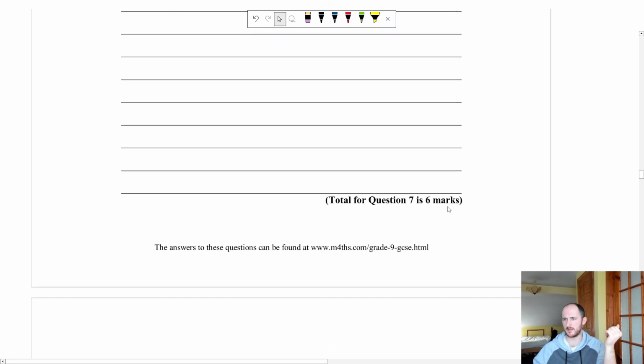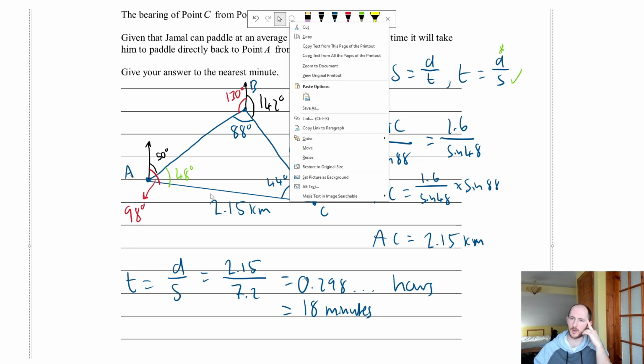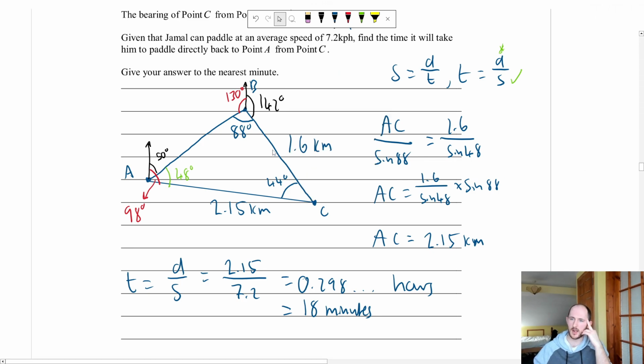How many marks was that? 6 marks! Really? Alright, I guess there is quite a few things to work out, like we had to work out these angles here, 48 and 88. So I guess that was a bit tricky. But yeah, that's pretty generous. That's not bad. If you knew what to do, that's quite smooth, as in you don't have to write that much, just knowing what to do, which is tricky.